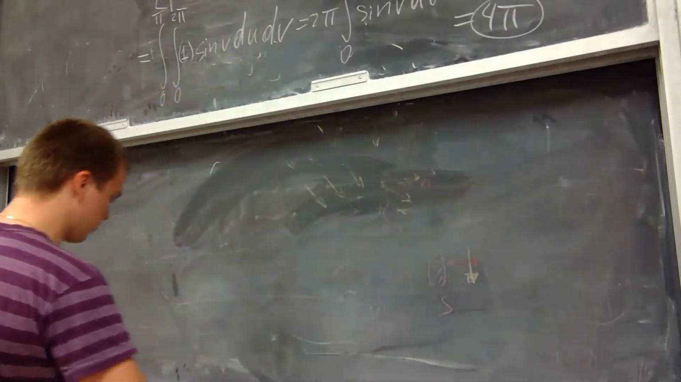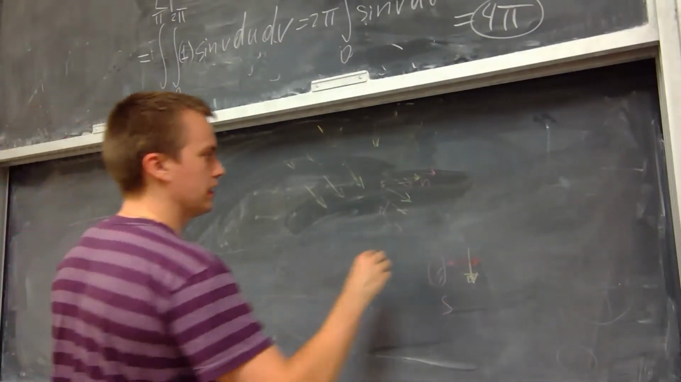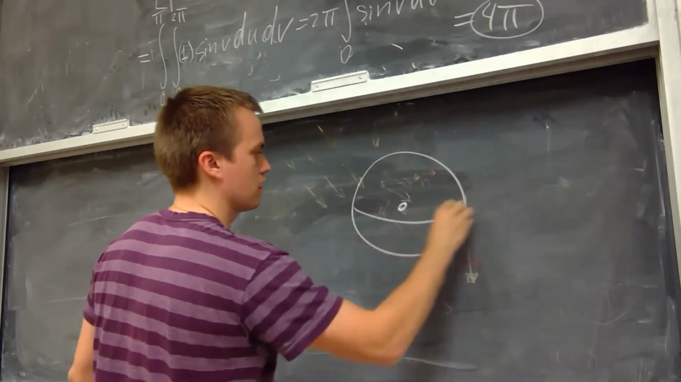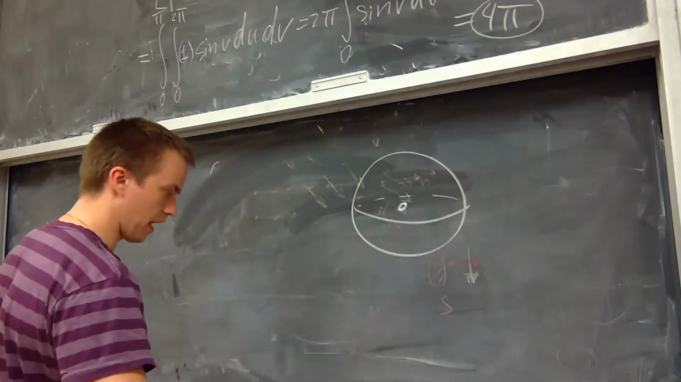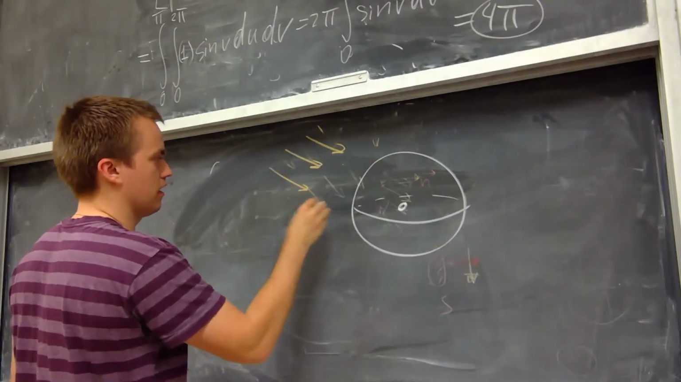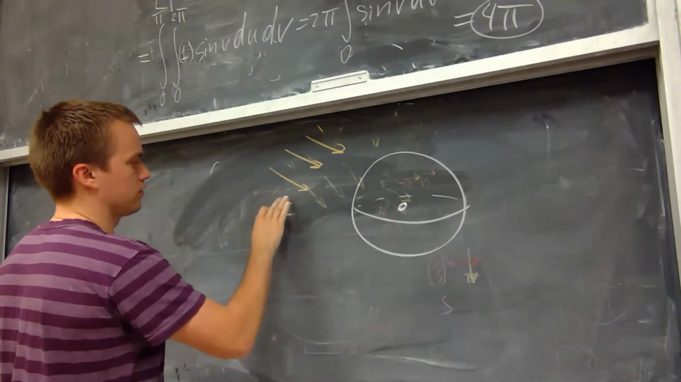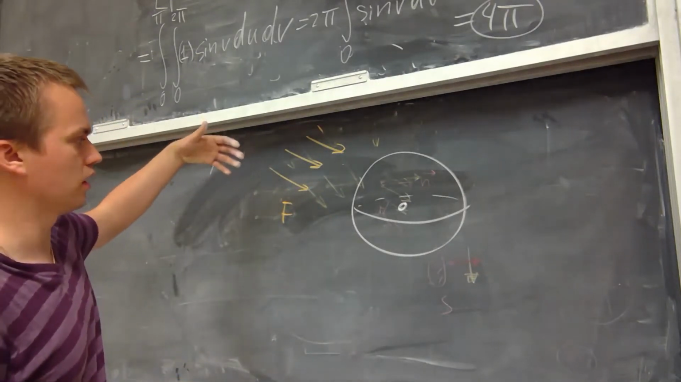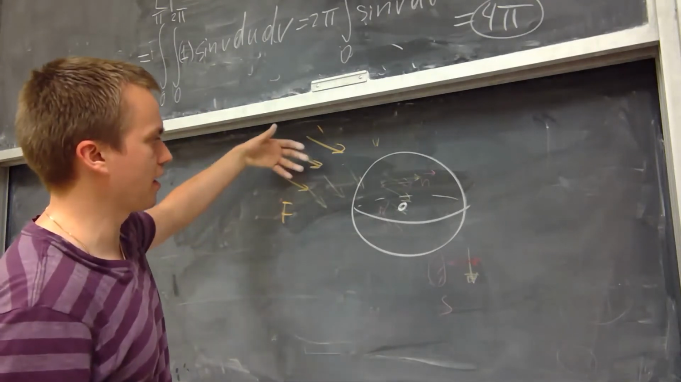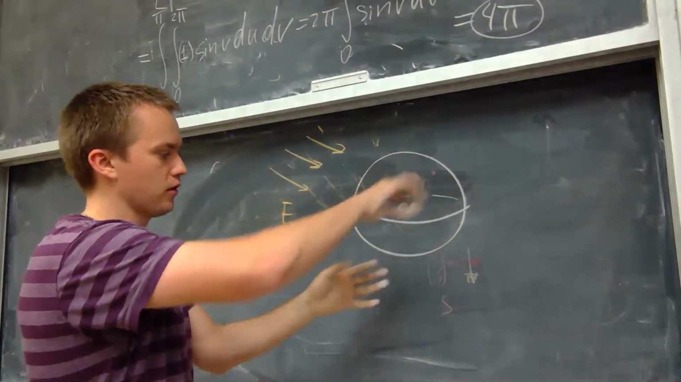And the definition of the divergence is the following. Let's take, for example, some sphere, and through this sphere goes some liquid, not liquid, a vector field. And I want to measure how many arrows go inside the sphere and how many arrows go outside the sphere.